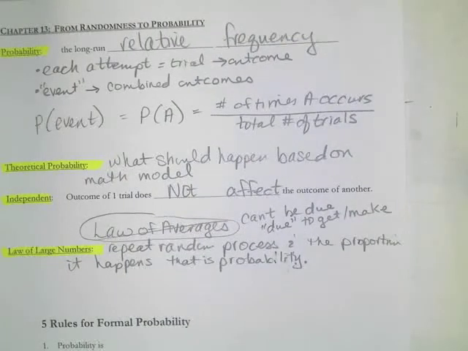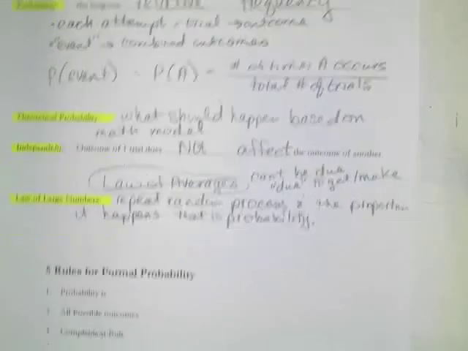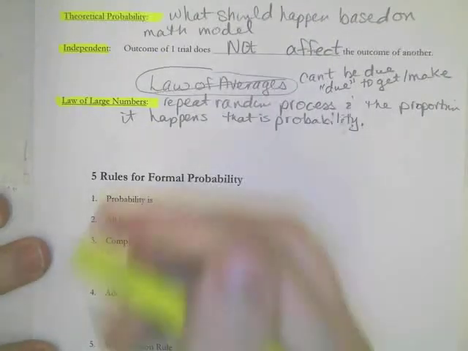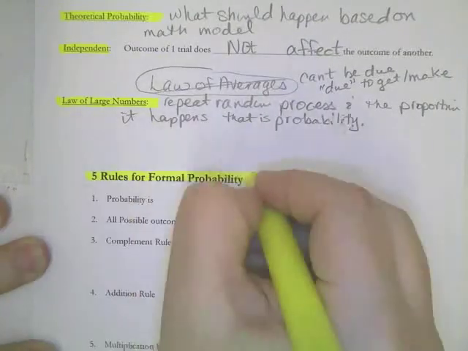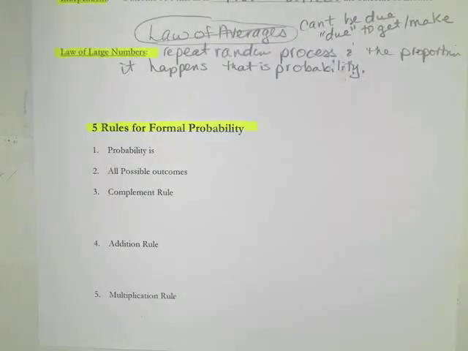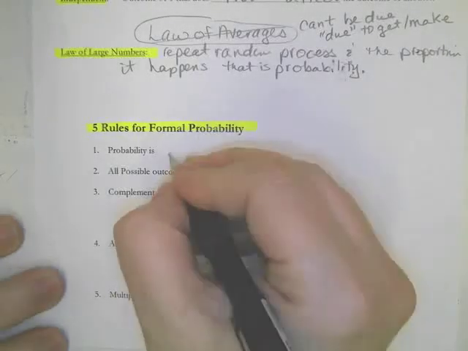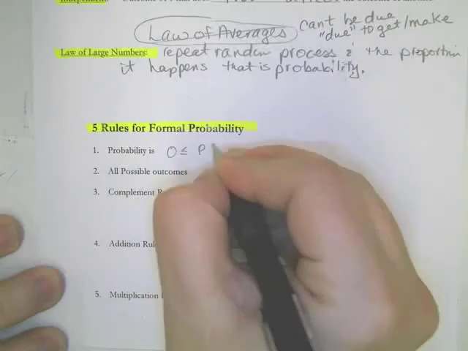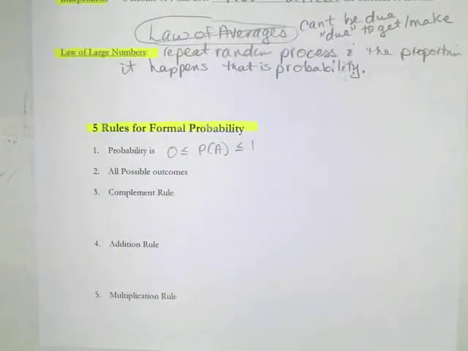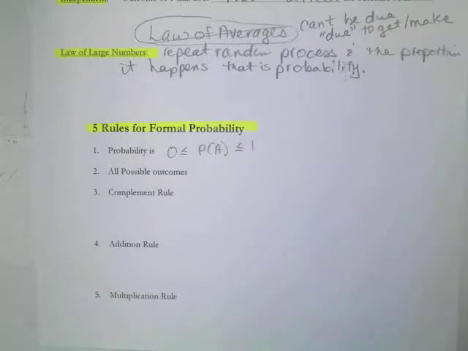All right, so there's 5 formal rules of probability that we're going to focus on today. The first one is that probability is a percent, and the biggest percent you can have is 100%. So the probability of an event occurring is between 0 and 1. It's very rare that you get 100%. You could have 100%, but then you wouldn't really do the probability of it because that's not interesting to know that something's going to happen all the time.